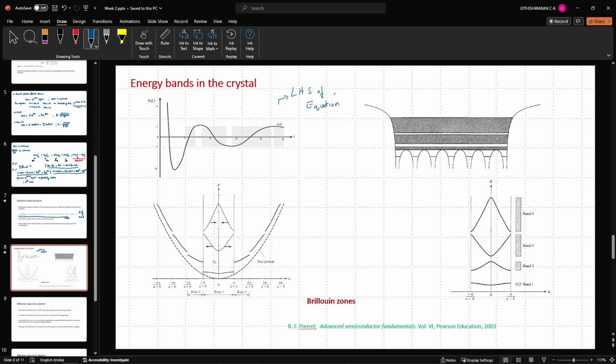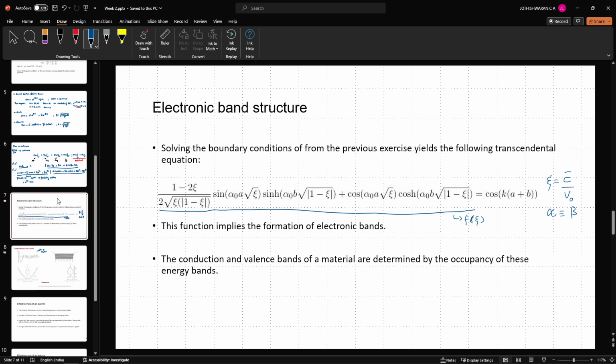And what we have on the right hand side is a cos function. So this is cos kL, or cos k(a plus b). Now what we know is this function can only take values from -1 to 1. So this can only lie in -1 to 1. Therefore, only for the values of xi, that is E by V naught, which lead to this entire function being evaluated in the range -1 to 1, can I find a corresponding k value.